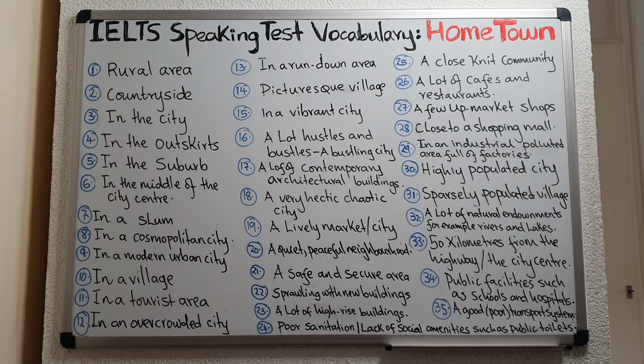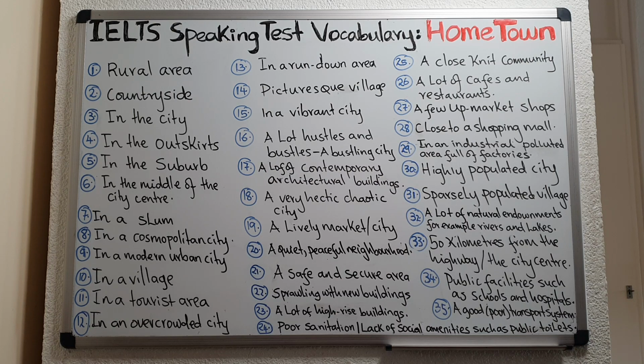Now, the next word is number 11, and that is in a touristic area. Now, if you live in a touristic area, then it means that in the area where you live, there are a lot of tourists walking around there. Okay, and that could be because there are a lot of tourist attractions in the area where you live. So for example, if you live in Paris and you live near the Eiffel Tower, then you could say that I live in a touristic area. So if you live in a touristic area, it means you live in the area of your city where there are a lot of tourists walking around there, and that is because there are a lot of tourist attractions.